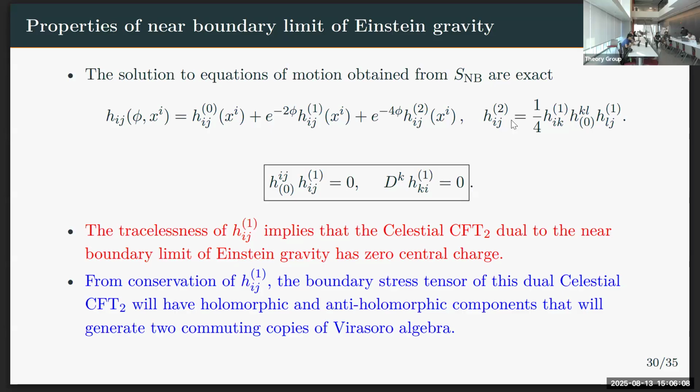And the conservation of the stress tensor, this H1_ki, it just tells me that you can have two copies, a holomorphic and anti-holomorphic component, that will generate two copies of Virasoro algebra with zero central term. So that's what happens when you look at the near boundary limit of Einstein's gravity. So this central charge term, it's zero.